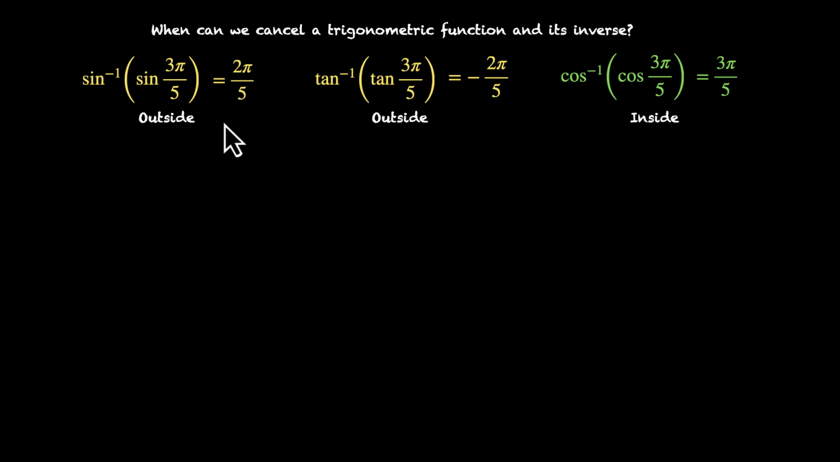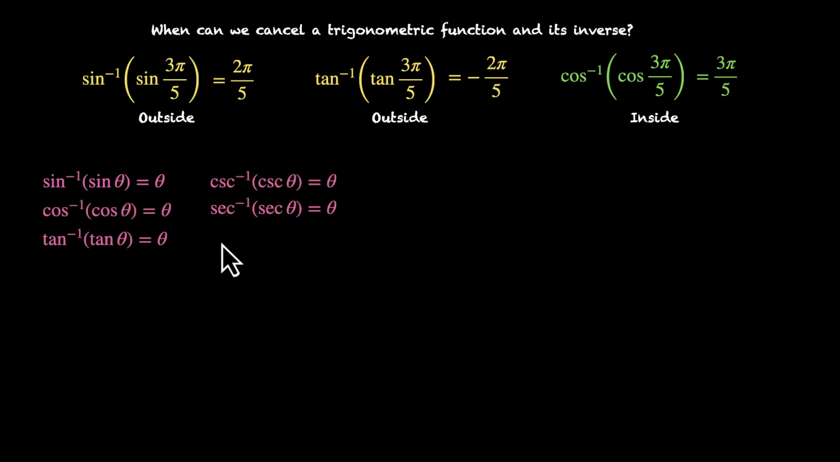For these two, the branch is fourth and first quadrant, and for cos inverse, it's first and second quadrant. And because this angle was inside the principal value branch for cos inverse, we could cancel cos inverse and cos and get to 3 pi by 5. We could not do that for these two. So let's write this down. We can cancel the inverse function and the trigonometric function if this angle lies inside the principal value branch for this inverse function. This works for sine inverse, it works for all inverse functions.